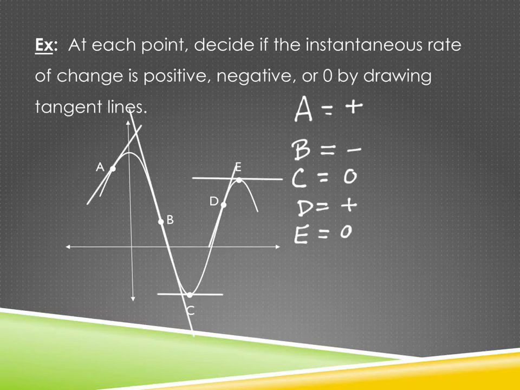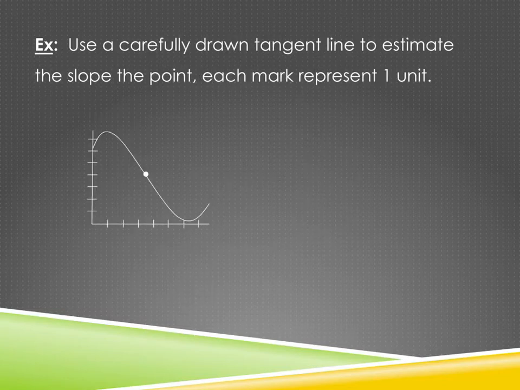All right. Now we're going to find one where we actually calculate the slope from a graph. Our directions say use a carefully drawn tangent line. So we're going to be careful, which we should be anyway, but specifically here, because we're going to use this tangent line to estimate the slope of the curve at the point. It tells you that each mark represents 1 unit. So first things first, draw a tangent line.